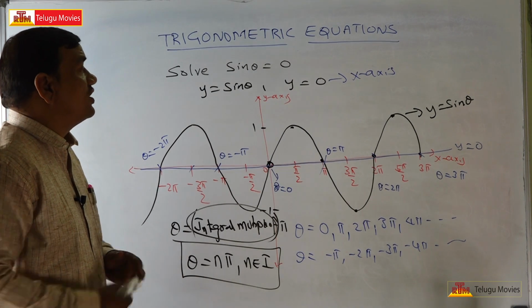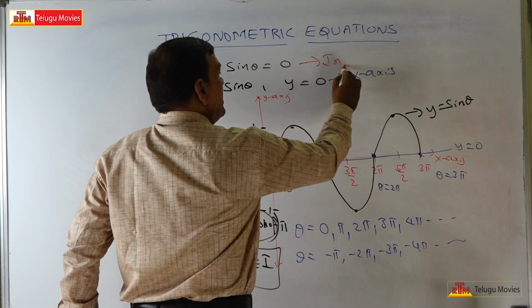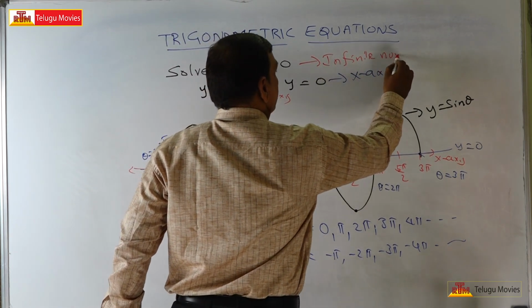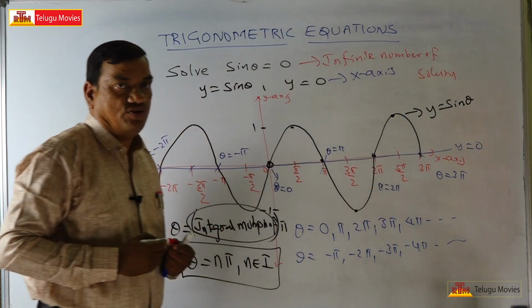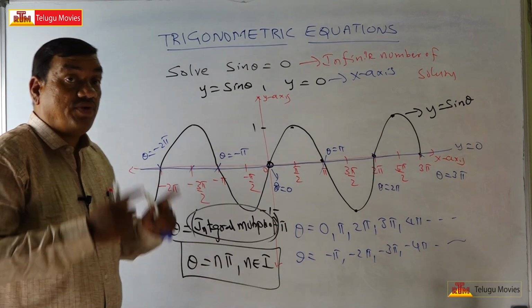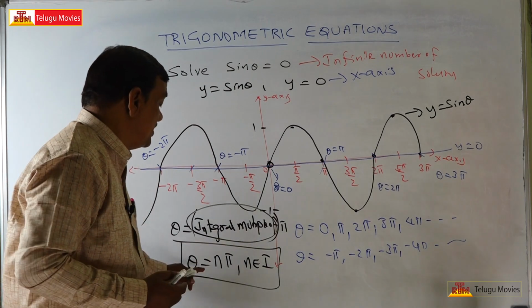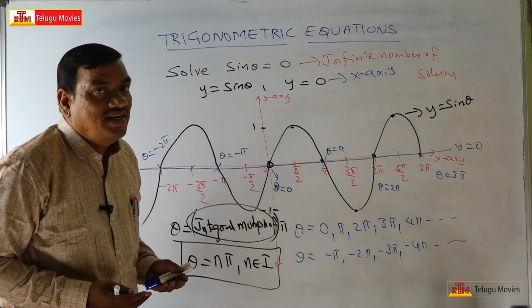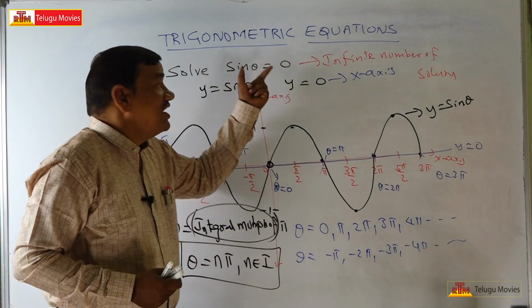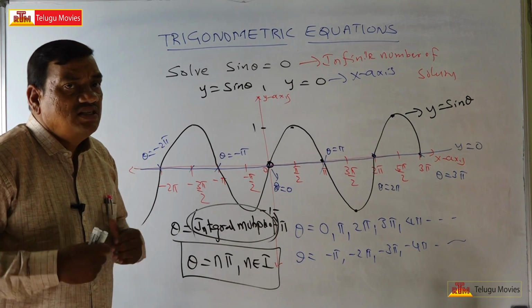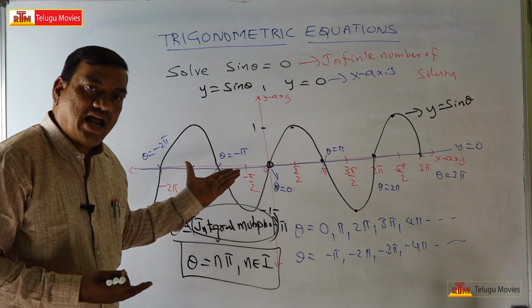That means what? From this what can you say? Sin theta is equal to 0 has an infinite number of solutions. So from here onwards, if anybody asks you what is the solution of sin theta is equal to 0, immediately say that theta is equal to n pi, where n is an integer, so it will have an infinite number of solutions. Understand how to solve the equation sin theta is equal to 0. Similarly, we are going to solve cos theta is equal to 0. Let us see the graph.